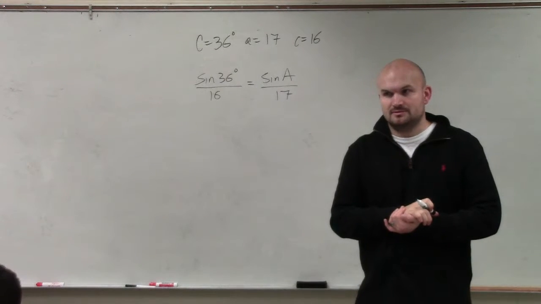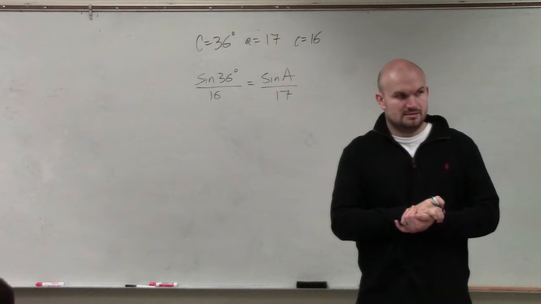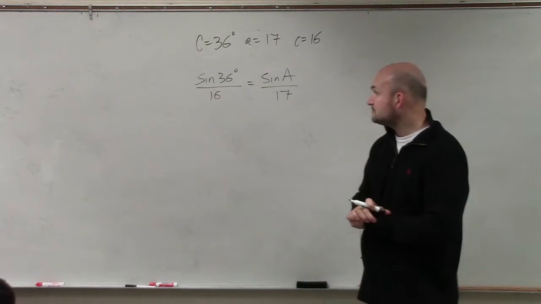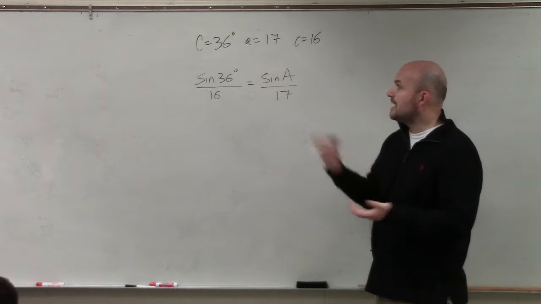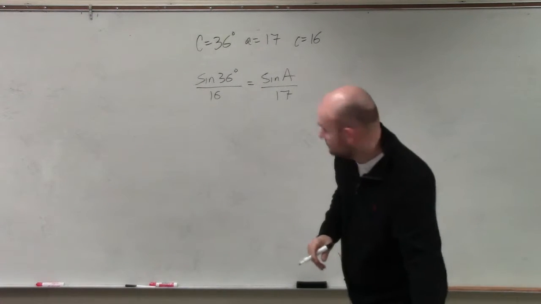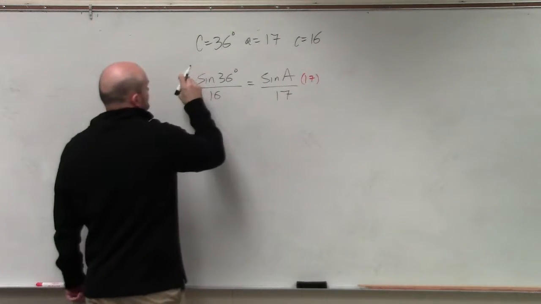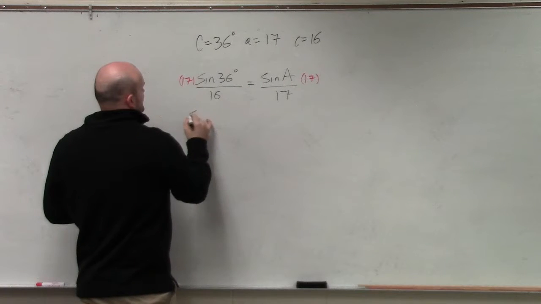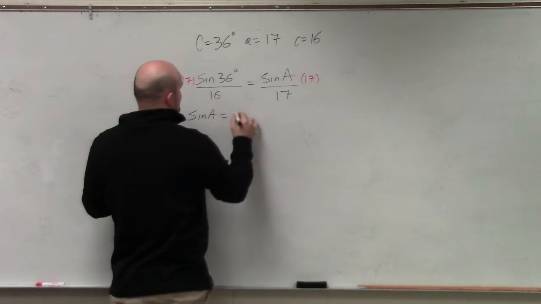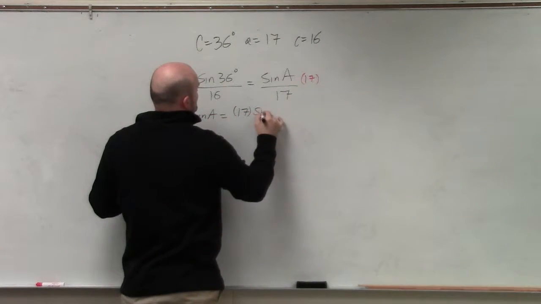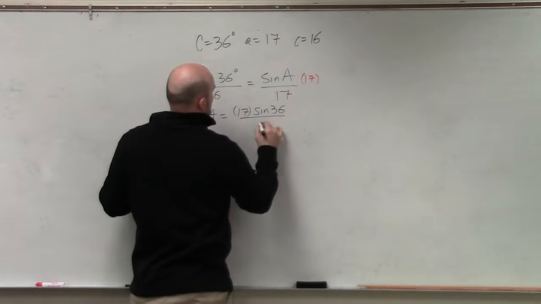Does everybody follow me? Yes? OK. So now I just basically solve for a here. So I just multiply by 17 on both sides. So I could say sine of A is equal to 17 times the sine of 36 all over 16.